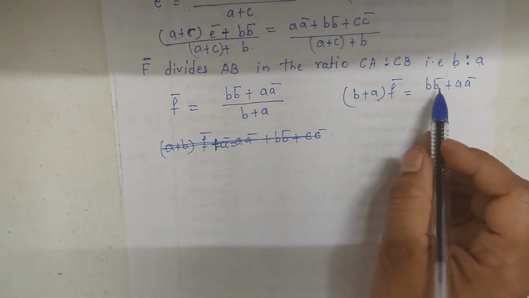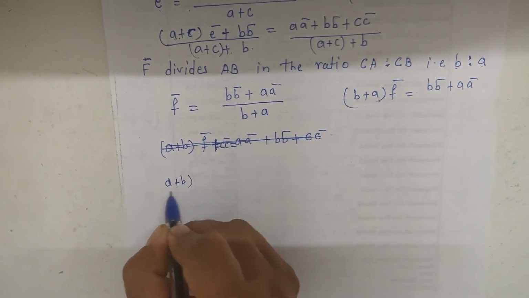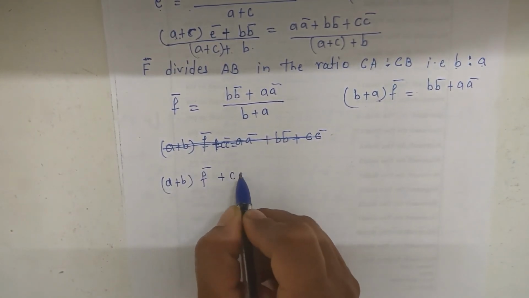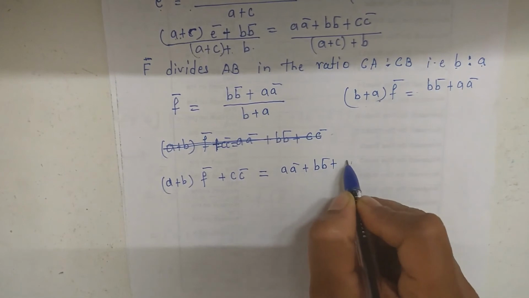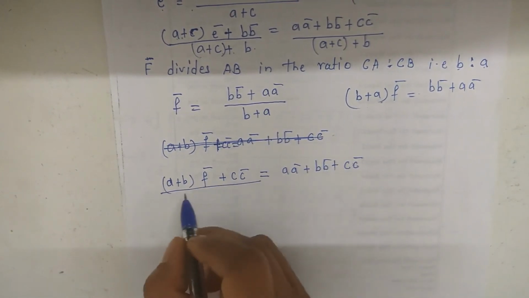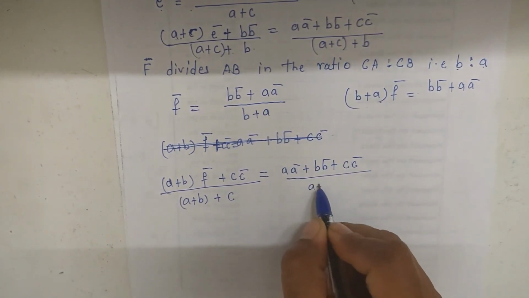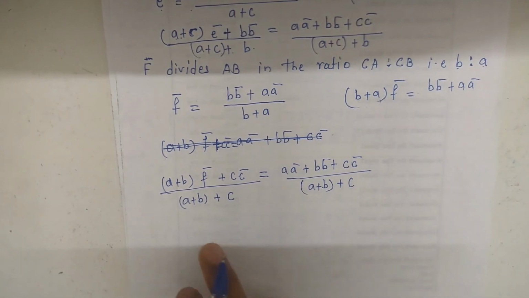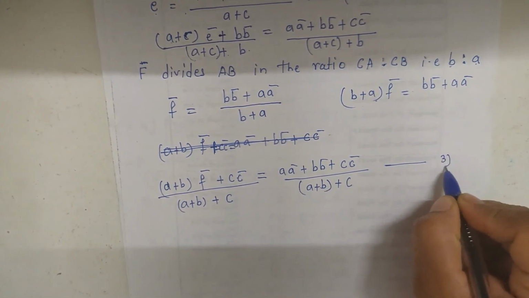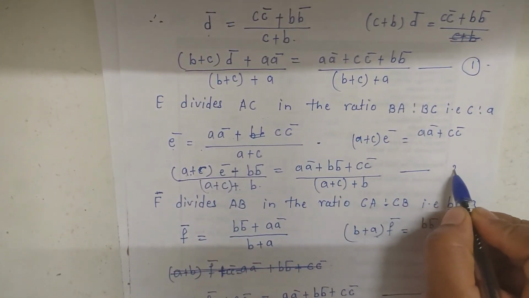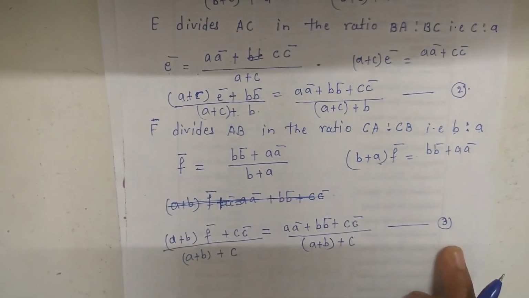Now adding C into C bar on both sides, then we get A plus B into F bar plus C into C bar is equal to A into A bar plus B into B bar plus C into C bar, and dividing by A plus B plus C on both sides, the same ratio. Then we get the equation number 3. Here this is second equation, this is third equation.